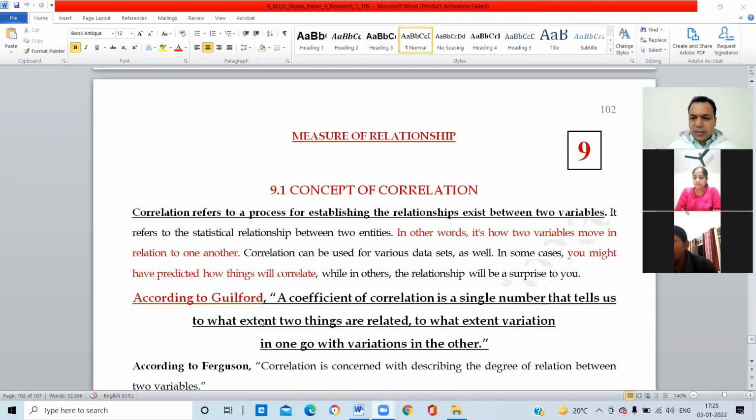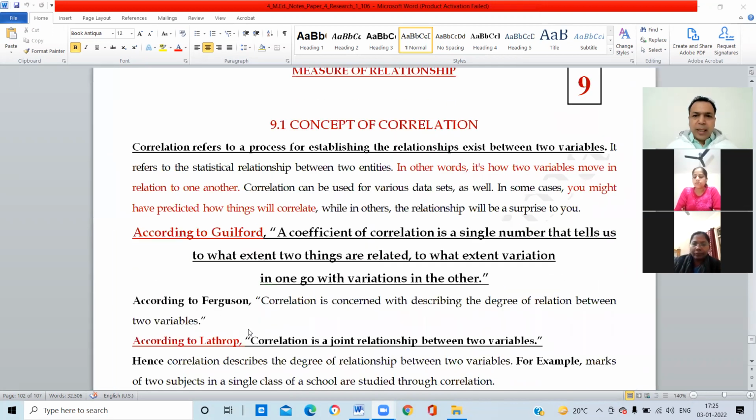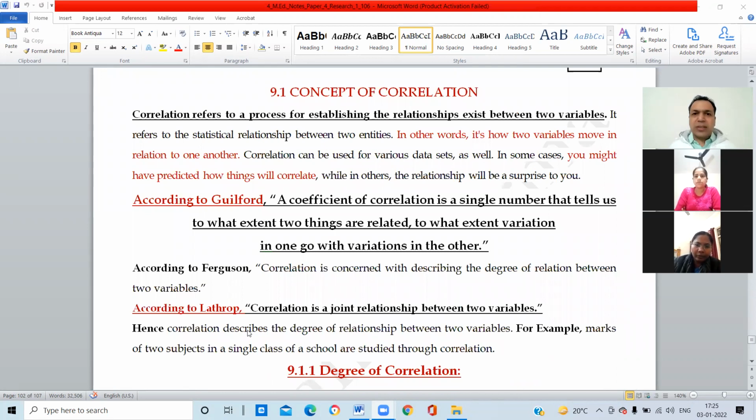What is correlation basically? Correlation, as the name suggests, is used to correlate between two variables, right? It is a process of establishing the relationship that exists between the two variables, right, guys? You just understand this concept with the help of one example.